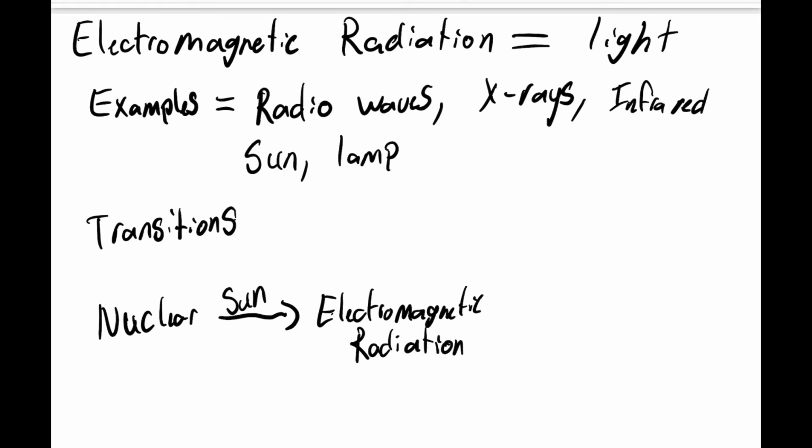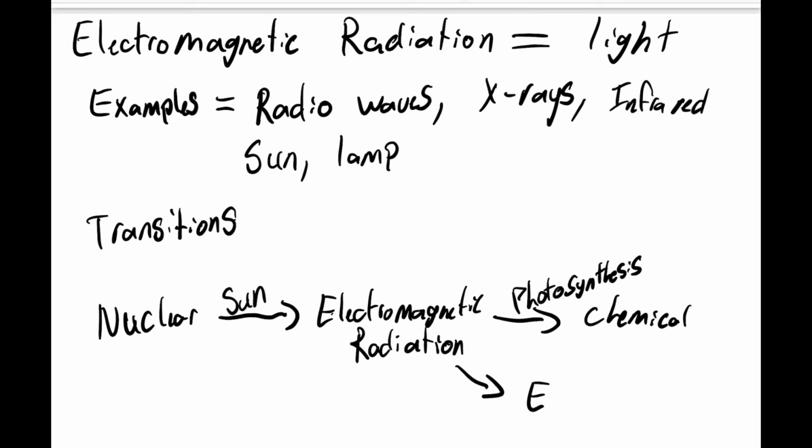Okay, and then that could convert into chemical energy via photosynthesis in a plant. Or it could convert into electrical energy in a solar panel. Okay, all right. So that's the end of the kinetic energies. Let's move on to our potential energy.